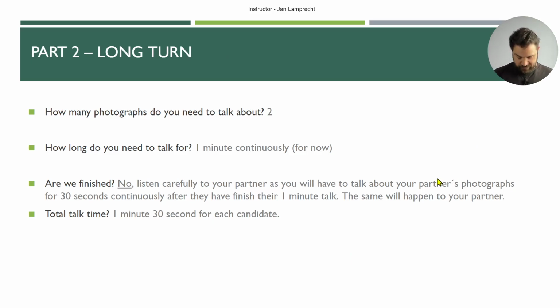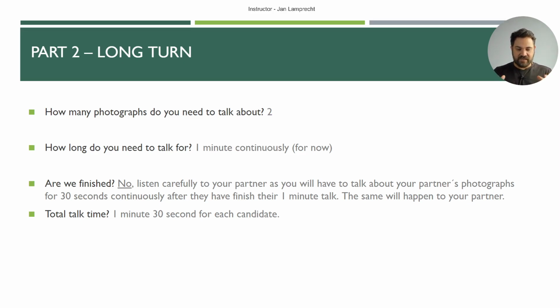All right. So, how many photographs do you need to talk about? You will be talking about 2 photographs. How long do you need to talk for? You need to talk for 1 minute. Okay. But that doesn't mean you're finished. This is the way it goes.